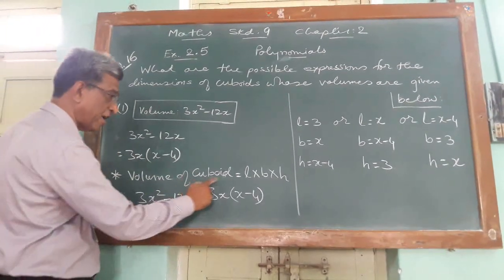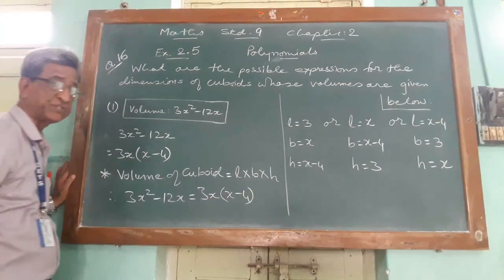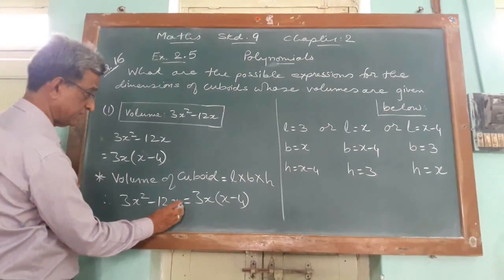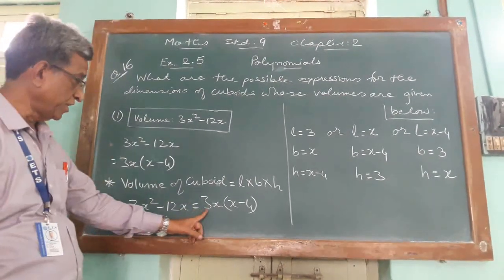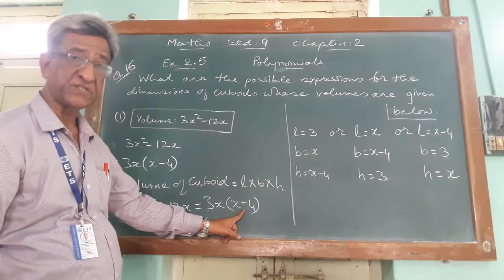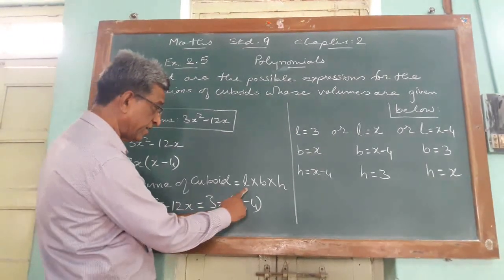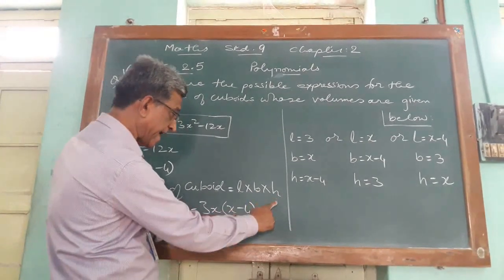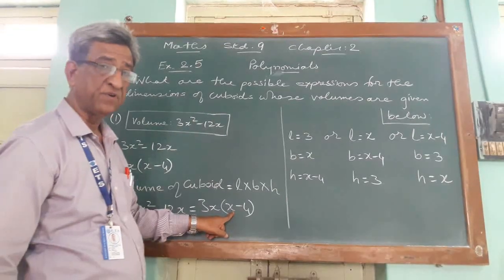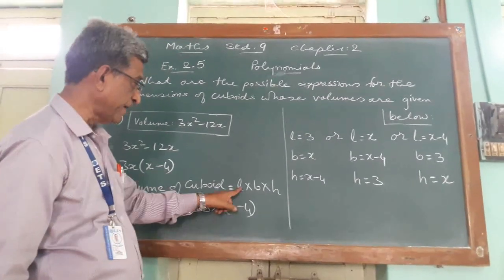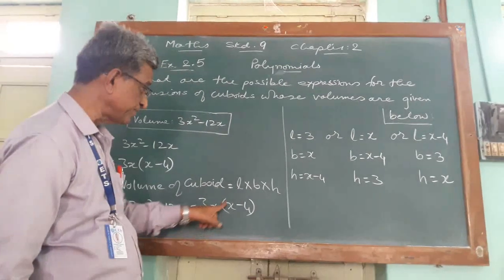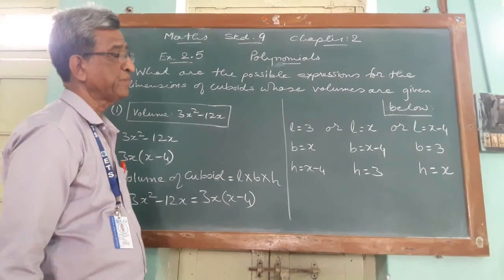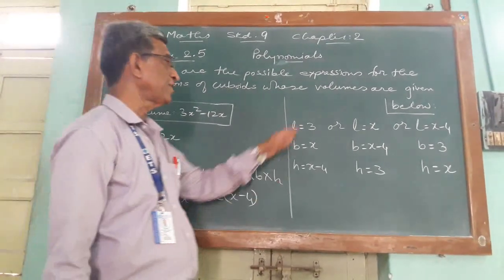So volume of cuboid is equal to L into B into H. Volume of cuboid is given 3x square minus 12x, which is equal to 3 into x into x minus 4. So 3 represents length, x represents breadth, and x minus 4 represents height. 3 is in place of length, x is in place of B, and in place of H you have x minus 4. These are the three possibilities.